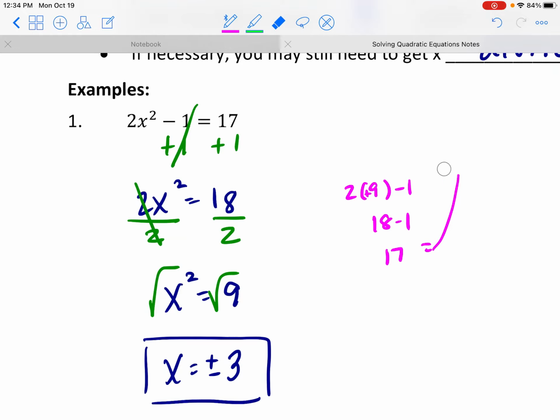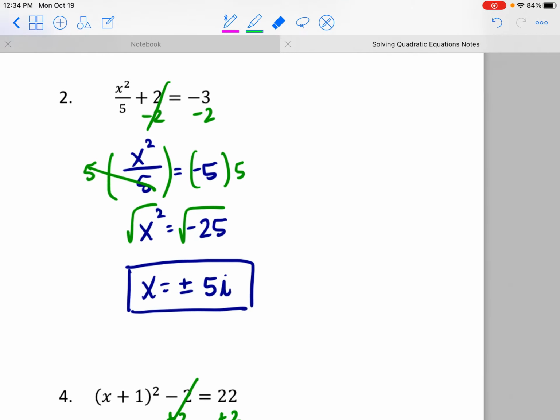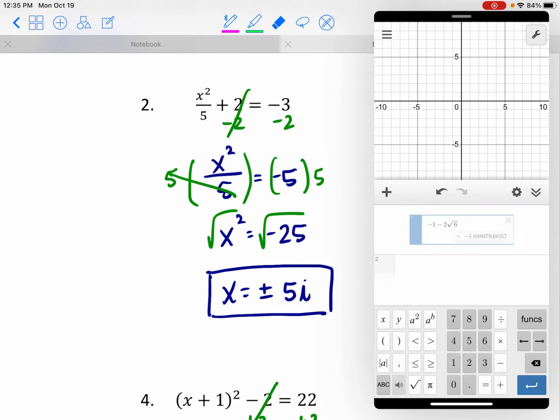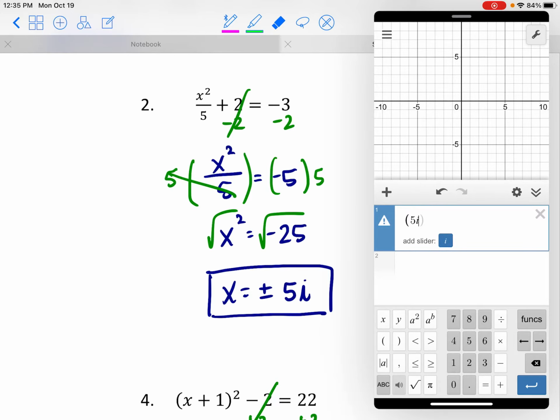Okay. Now, if it's a little uglier, you can still plug it in to check. It's just you'd probably want to use the calculator. For example, on number 2, if you wanted to check 5i was a solution, you're going to put in 5, use the keyboard, and i. Let's see if Desmos can handle i. 5i squared, let's divide by 5, and let's add 2, and see, nope, it doesn't like it. Okay, so we're not going to use Desmos to check if it's imaginary.